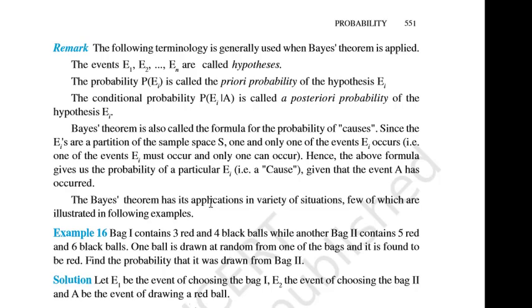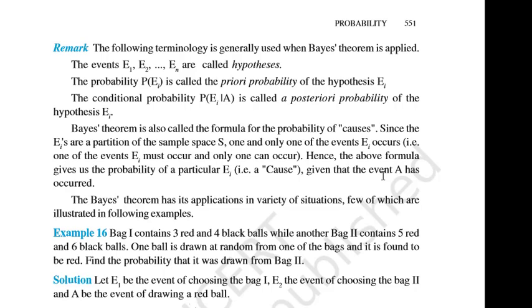The Bayes theorem is also called the formula for probability of causes. Since the Ei are the partitions of the sample space, one and only one event Ei occurs, that is, one of the events Ei must occur and only one can occur. Hence the above formula gives us the probability of a particular cause Ei given that event A has occurred. Out of E1, E2, E3, only one can occur, because they are all disjoint. Simultaneously, two events like E1, E2 cannot occur.